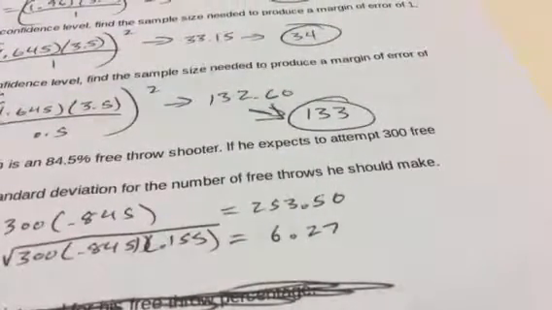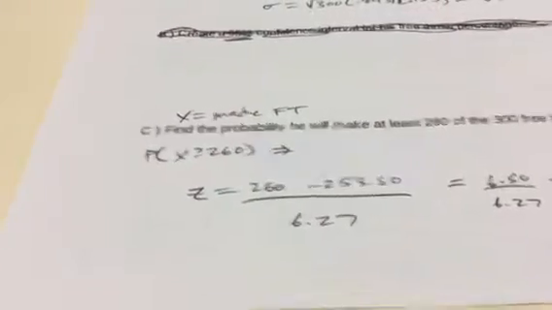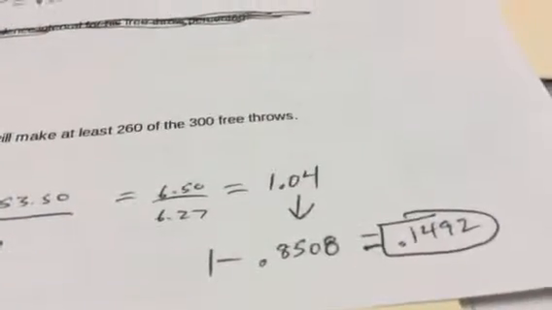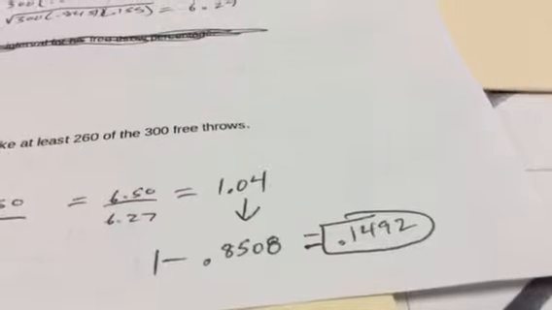That's the standard deviation. Got rid of B. This is just a normal approximation again. X is a made free throw. We want greater than or equal to 60. Z score of 1.04. I want greater than that, so I do 1 minus, and that is our answer.